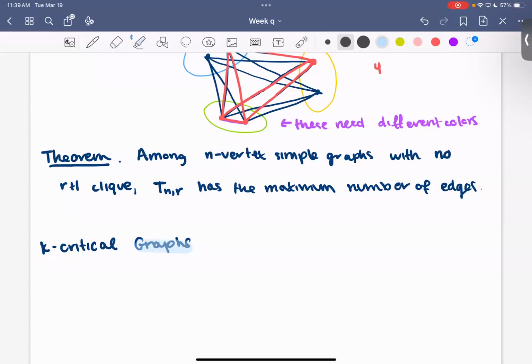And this is going to relate things back to connectivity, which we were looking at a few weeks ago. So this says the following. It says every K-critical graph is K-1 edge connected.